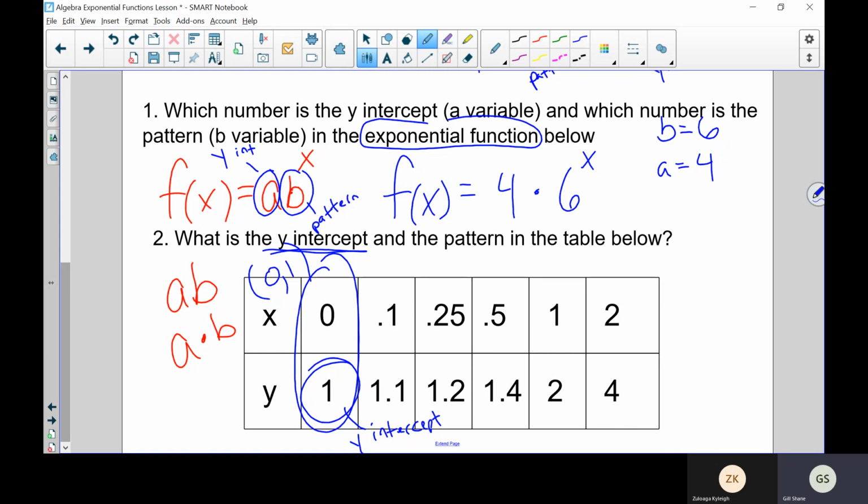The pattern is a little tricky. Because remember, the pattern is based on multiplication. And if I look at this really quickly, I can tell, what am I multiplying times 2 to get to 4? 2, right? Simple. Easy pattern, right? 2 times 2 is 4. But did I just multiply 1 times 2 to get to 1.1? Yeah. I did. 1 times 2 is 1.1.